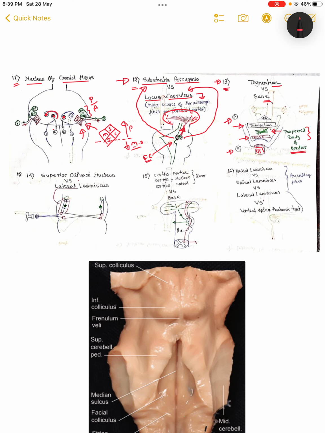I discussed it in the Pons video, but we will discuss it again. Focus on figure 14. Here we are going to discuss the superior olivary nucleus and lateral lemniscus. I discussed it in the Pons video, but we will take a little glance.